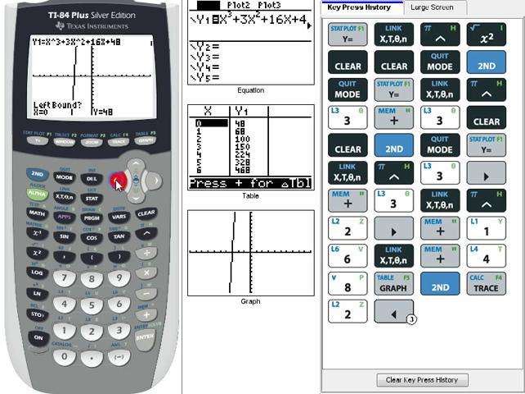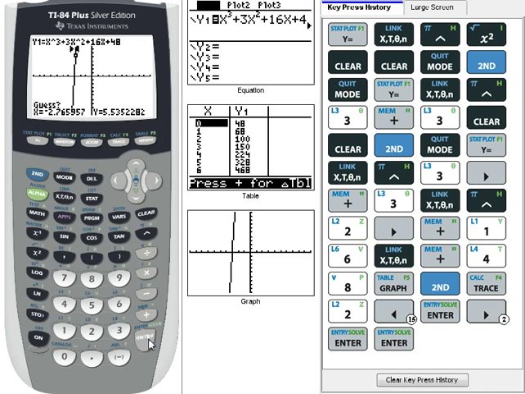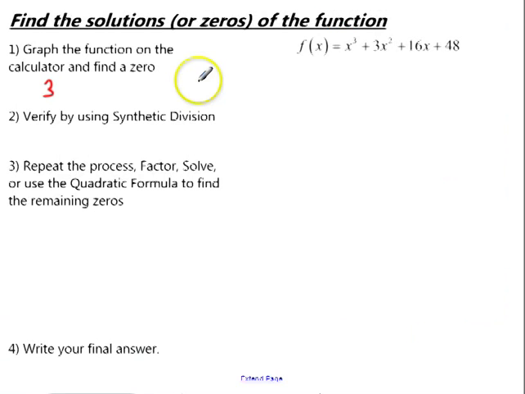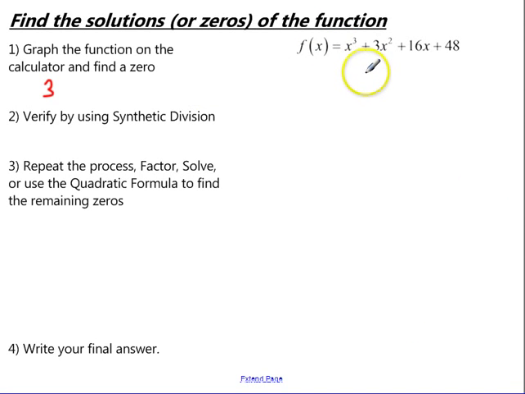And then we want the left bound. So I'm going to keep clicking until we get the spider guy. He's on the left side of that x-intercept. And now he's on the right side of it. And then we guess and we get our 0, -3, 0. So the first 0 that we have is x equals -3, and we got that from the calculator.